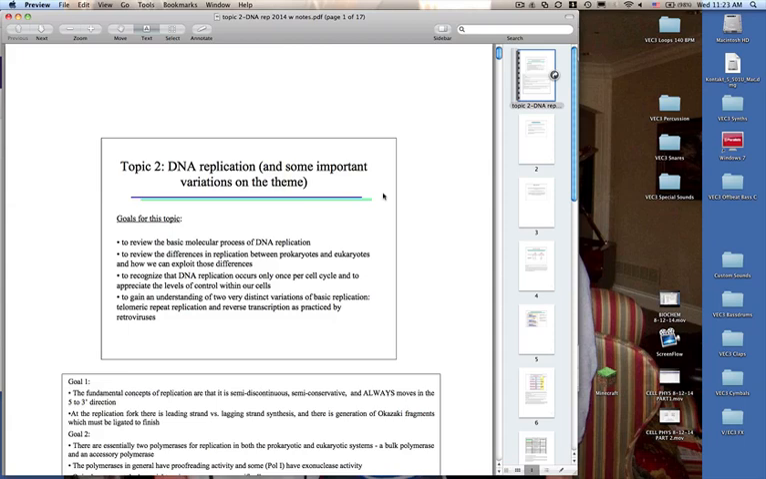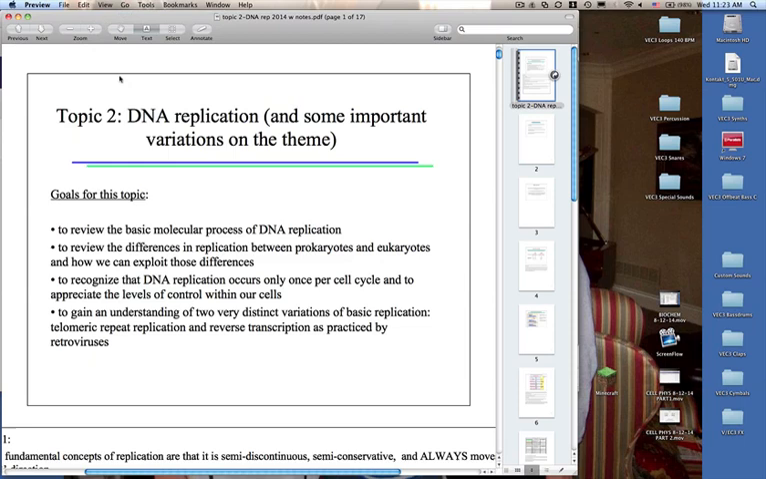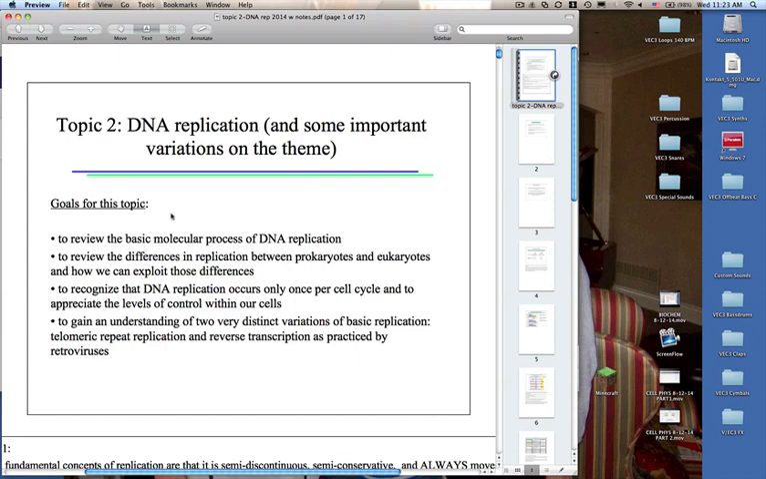Something new. Something fabulous. DNA replication. Okay? So what are we going to do today? We're going to review the basic molecular processes of replication, which are important, obviously. We're going to review differences in replication between prokaryotes and eukaryotes, primarily because we know a lot more about the prokaryotic system. We're going to use that as a little bit of an example.